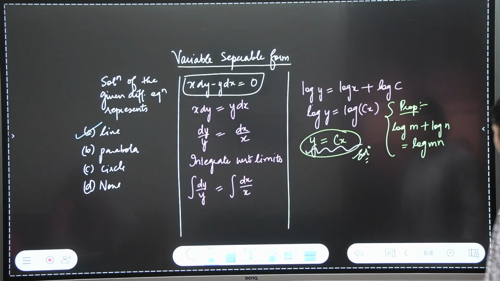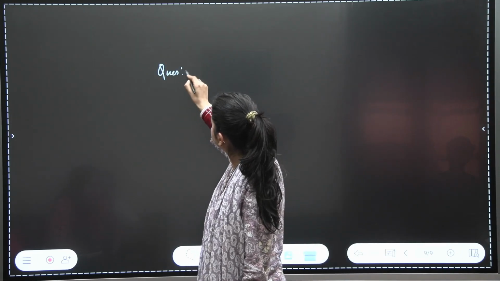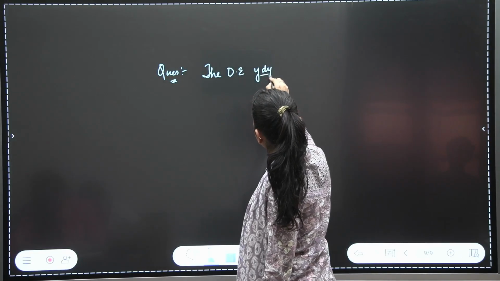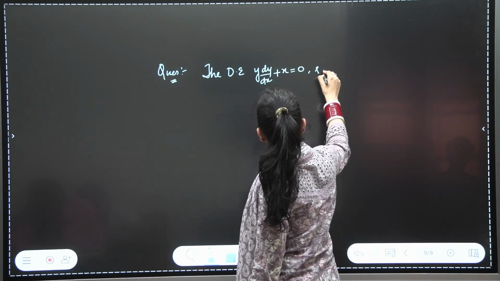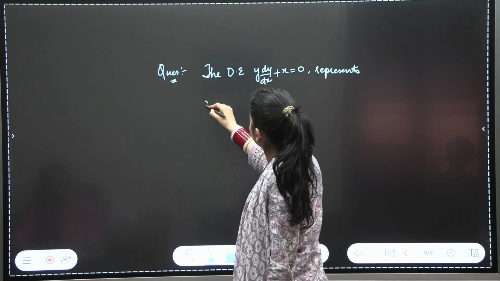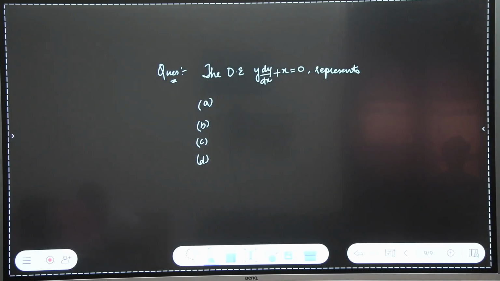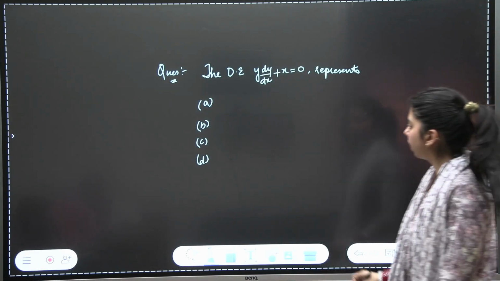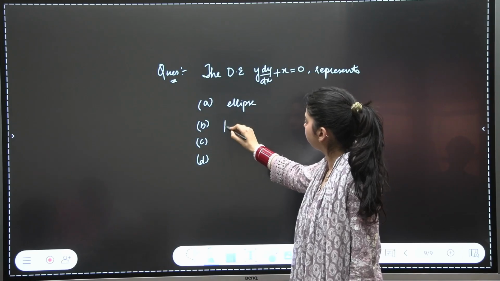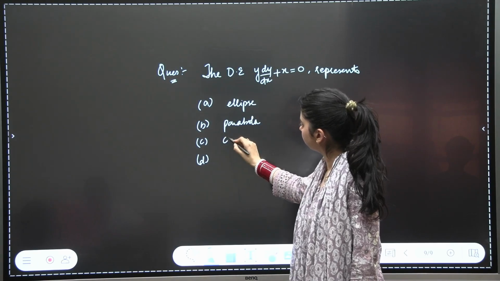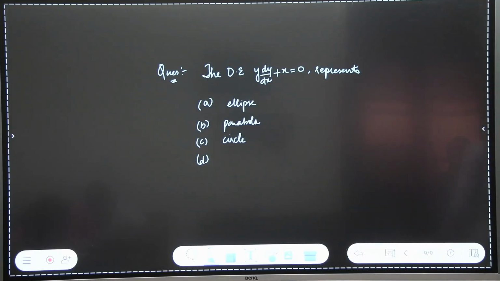This is one question you can try anytime. The question is, the differential equation y dy by dx plus x is equal to 0 represents, first part, a parabola, a circle, and then a hyperbola.